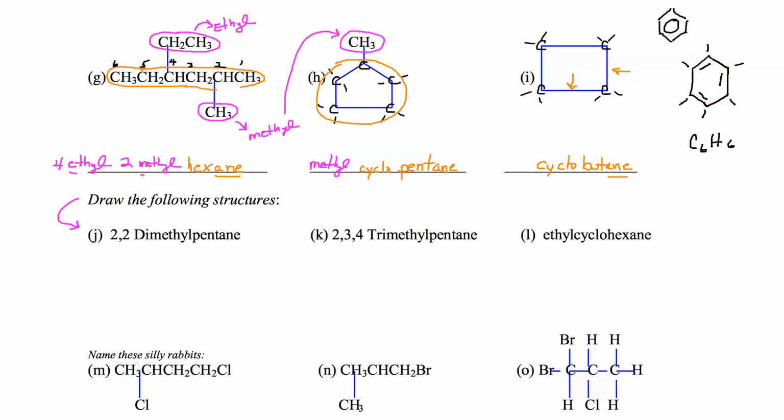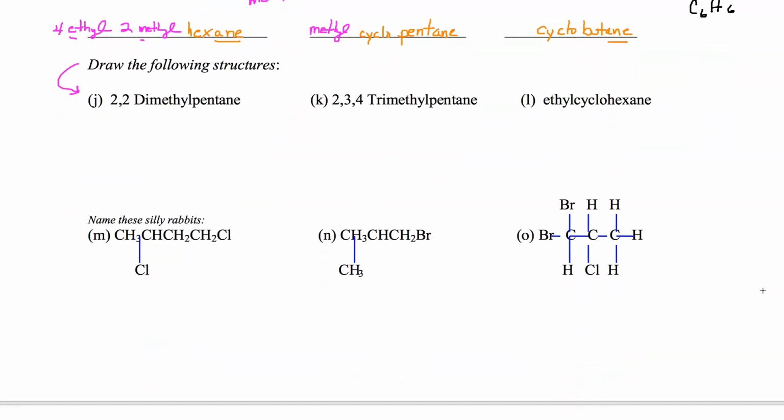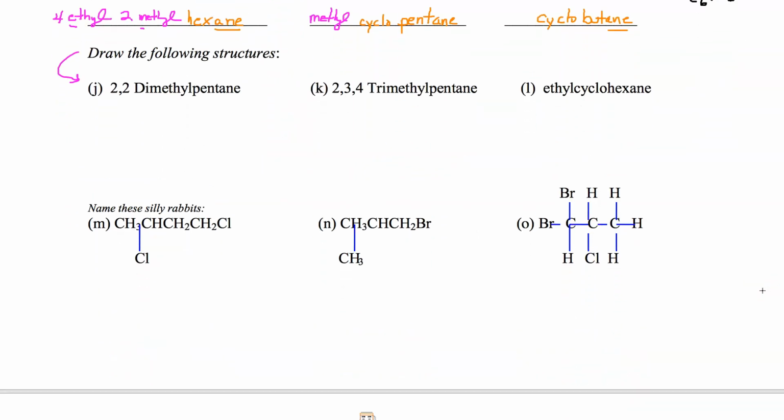All right, now in J, which is really important, what we're going to do is draw the structure based upon the name. That's the power in this naming system. This naming system is about the structure. Structure is king. So I'm going to start always with the parent name, pentane. And I'm going to put 5 carbons.